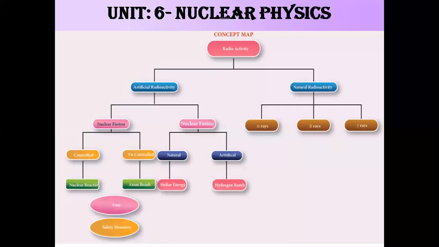Man-made is the artificial radioactivity, and natural is the other. The natural radioactivity is further divided into three types: alpha rays, beta rays, and gamma rays. The artificial radioactivity is man-made. It is divided into two types, nuclear fission and nuclear fusion. What is meant by nuclear fission, how is it controlled, and what are the types included in that.